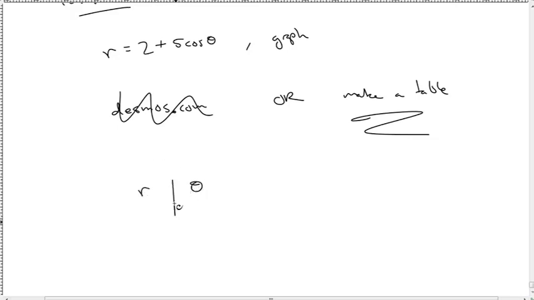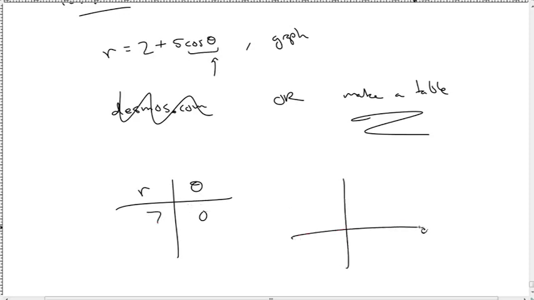So when you do an r theta graph, what you actually do is choose your theta and get your r. I'm going to choose a theta of 0. 0 radians, 0 degrees, whatever you want. Plug it in right there. Cosine of 0 is 1, so 2 plus 5 is 7. And you can start graphing this stuff right here.